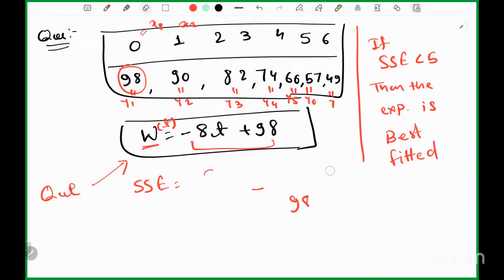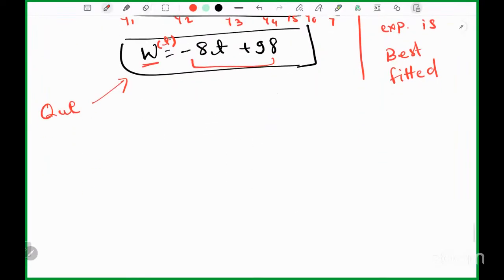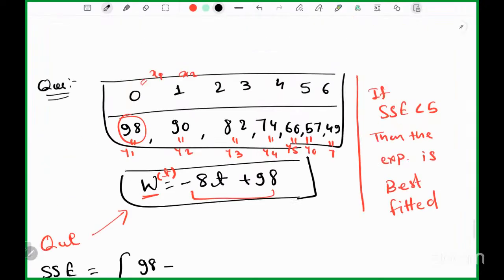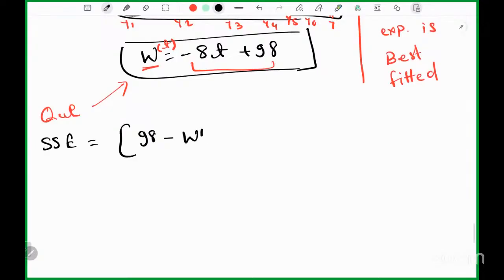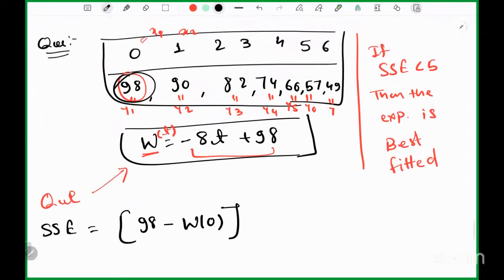Okay, let's write it down first, and then we'll check what SSC is. So here SSC will be, first of all, the initial value, which is y1. The initial value is 98 here. So this is the first value, 98. Now 98 minus w of 0. See, what are the things given to us? One data set is given to us, and one expression is given to us. So that means we have to use both of them.